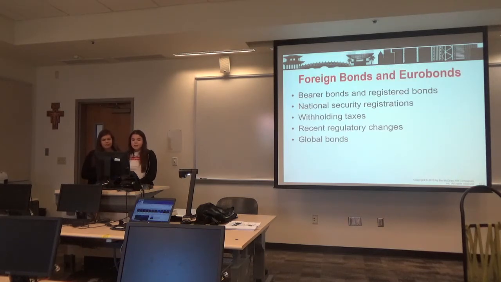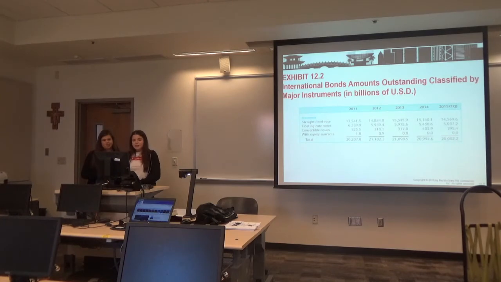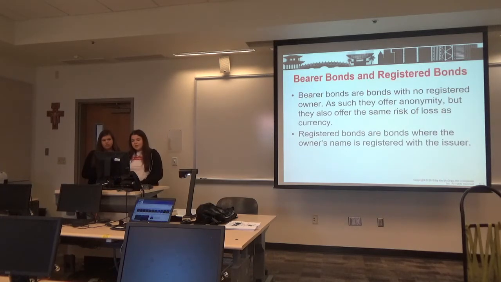And these are some examples of foreign bonds and euro bonds. And this is an example of international bonds amounts outstanding classified by major instruments in billions of USD. Bearer bonds and registered bonds. Bearer bonds are bonds with no registered owner. As such, they offer anonymity, but they also offer the same risk of loss as currency. Registered bonds are bonds where the owner's name is registered with the issuer.